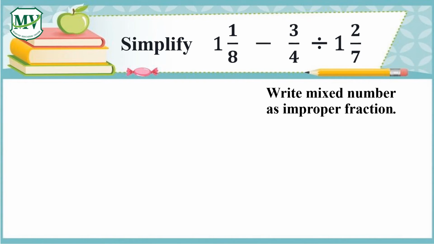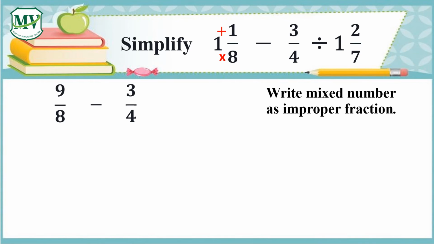Let's convert 1 and 1 over 8 to an improper fraction. To do that, multiply 1 and 8, then add the numerator 1. Write your answer as the numerator and copy the denominator 8. What do you think is the answer? That's correct. We have 9 over 8. Copy the second fraction, minus 3 over 4.